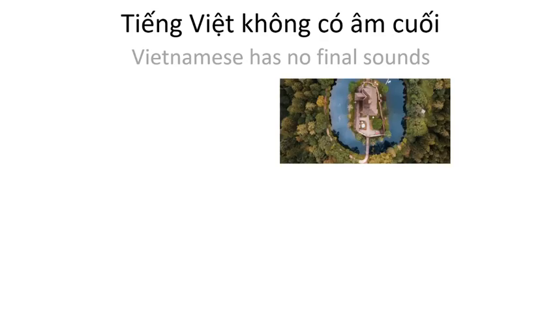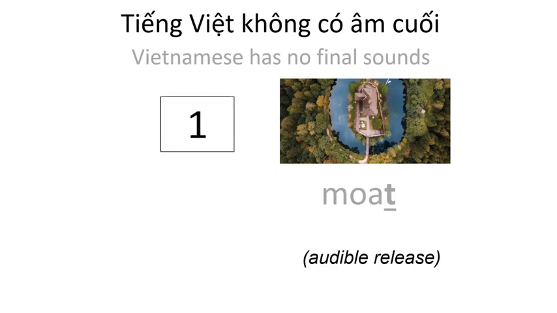Okay, now let's look at probably the biggest phonological difference between English and Vietnamese, aside from tones, and that is tiếng Việt không có âm cuối, or Vietnamese has no final sounds. Now this English word is moat. The final t sound is clearly audible. There is a release of air. Compare that with một. There is no audible release of air.